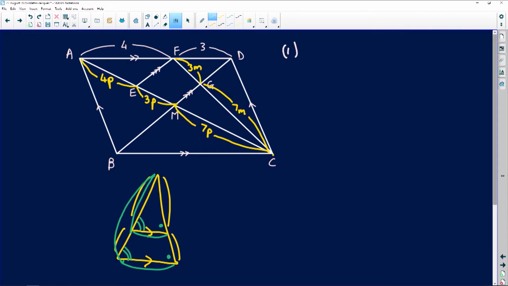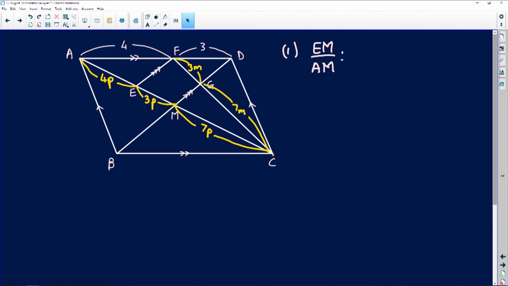Okay, let's see what they ask us. The first question is saying, find the ratio EM over AM. Now let's have a look. How did we find what here? I'm just going to remove my last diagram because I'm going to need that space. There we go. Okay, so EM was 3p, and AM is 4p plus 3p. But remember, that happened because of the initial ratio given.